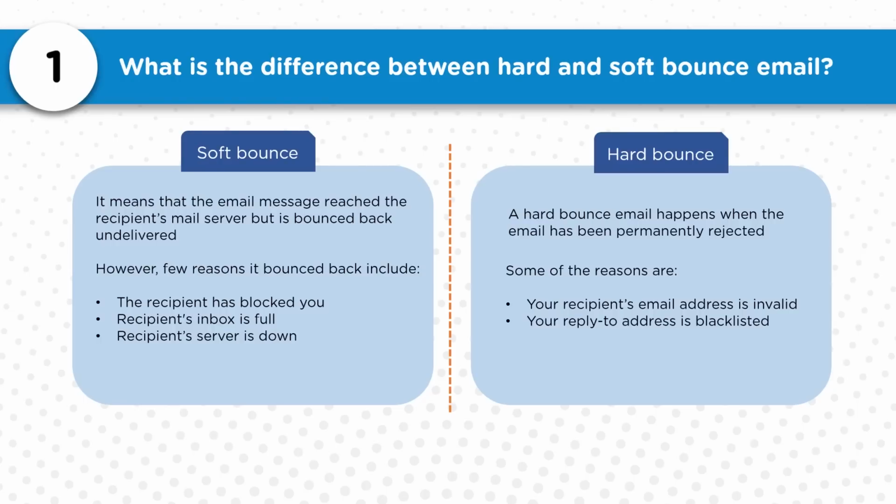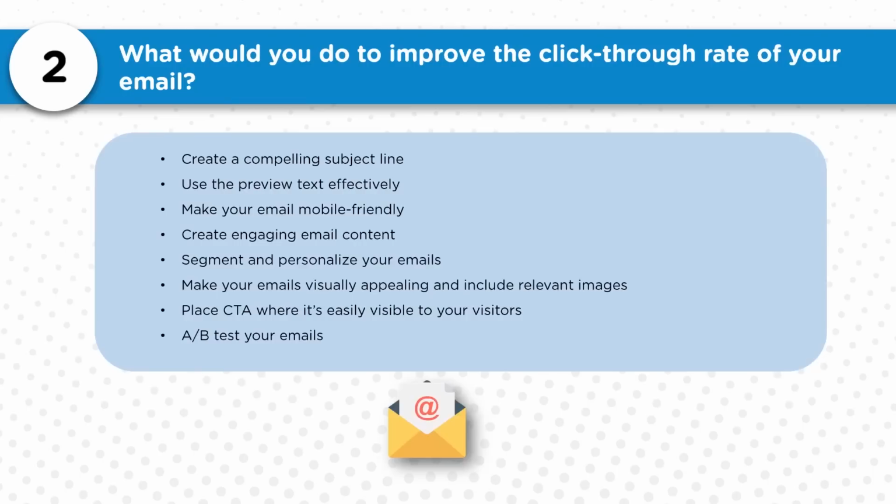So, not the most important thing to know here. The important thing to know is, listen, when you send out an email, you've got to pay attention to how many get bounced back. And so next question here, what would you do to improve the click-through rate of your email? Click-through rate is simply how many people have seen your email and how many people actually clicked on a link in the email. So if 100 people saw your email but only one person clicked, then it would be a 1% click-through rate. So we want to make sure we have a high click-through rate.